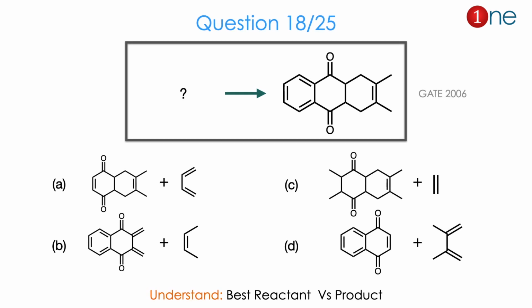Then let us look at the next question. They ask you to guess the starting material. They give multiple products there. They give various starting materials, various dienes and dienophiles. So you have to guess which one will form the desired product. From the question to answers, you might realize the question is really about best reactant versus product. The answer is D. Let us see how.